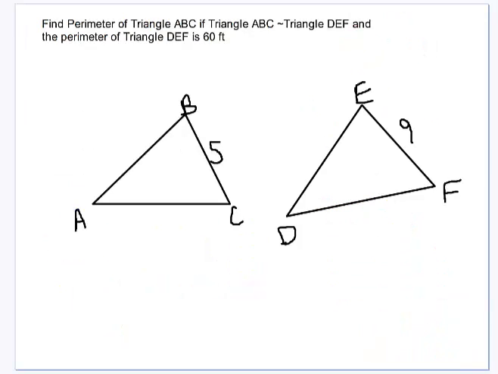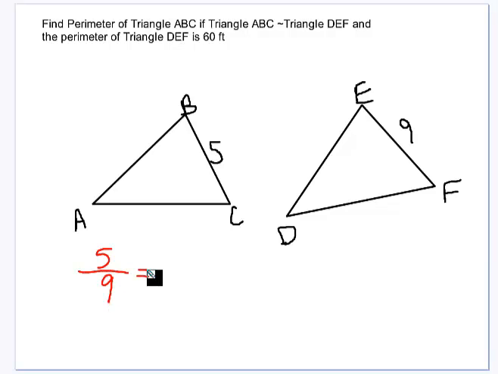Find the perimeter of triangle ABC if triangle ABC is similar to triangle DEF and the perimeter of triangle DEF is 60 feet. So, we also know the perimeters are proportional. So we're going to do the same thing we have done. We're just going to now include the perimeter. So what's the one proportion that we know from here? What sides do we have corresponding? 5 and 9. So we know 5 over 9, right?